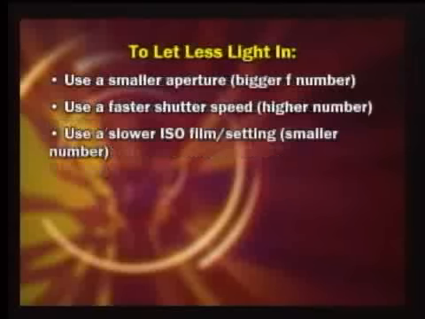And then to let in less light, we use a smaller aperture, which is a bigger F number. Use a faster shutter speed, which is a higher number. And then we can use a slower ISO film or setting, which is a smaller number. Okay? All right, I think I'm hearing some questions coming in.